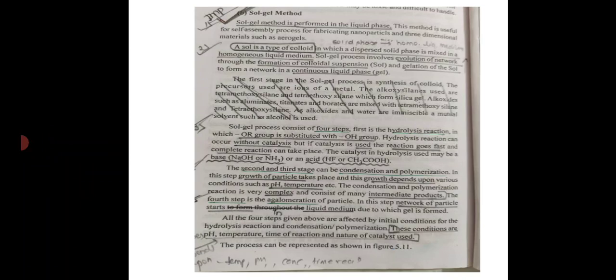The second and third stages are condensation and polymerization. In this step, growth of particles takes place, and this growth depends upon various conditions such as pH and temperature. The condensation and polymerization reaction is very complex and consists of many intermediate products. The first step is the agglomeration of particles. In this step, a network of particles starts to form throughout the liquid medium, due to which gel is formed.